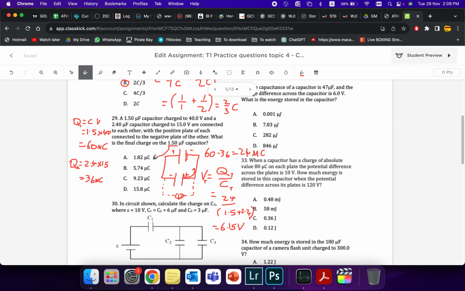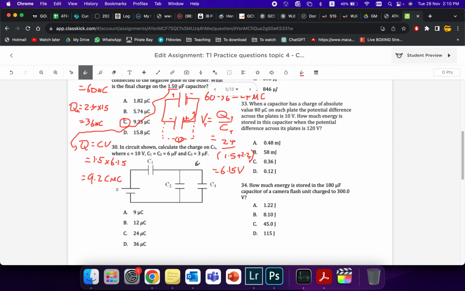So what I'm going to do is Q equals CV. I'll bring that down here. I'll take my 6.15 and I'll multiply by that C. 1.5 multiplied by 6.15, I should get 9.23 microcoulombs. That is the Q on this capacitor after they're connected together. So the answer is C. Kind of just blocked it a little, but that's the answer there, C.